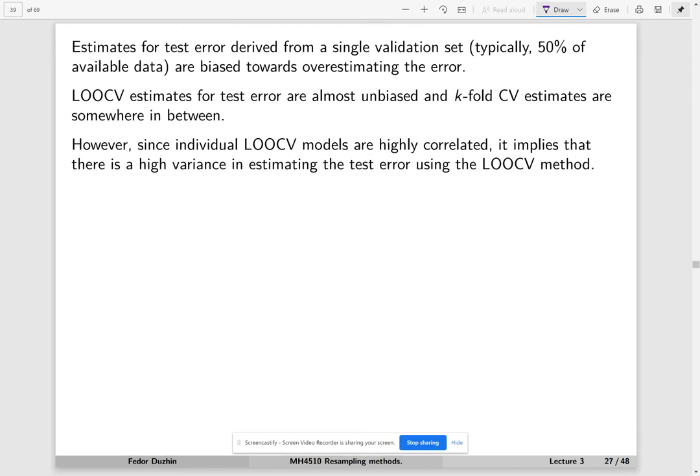However, and this is probably counterintuitive, and this needs explaining, there is a high variance in estimating the test error using this leave one out cross-validation method. So what does it mean? Because at first glance, it seems nonsense, because leave one out cross-validation is not random. So how can there be a variance if our method is not random? So this is how it goes.